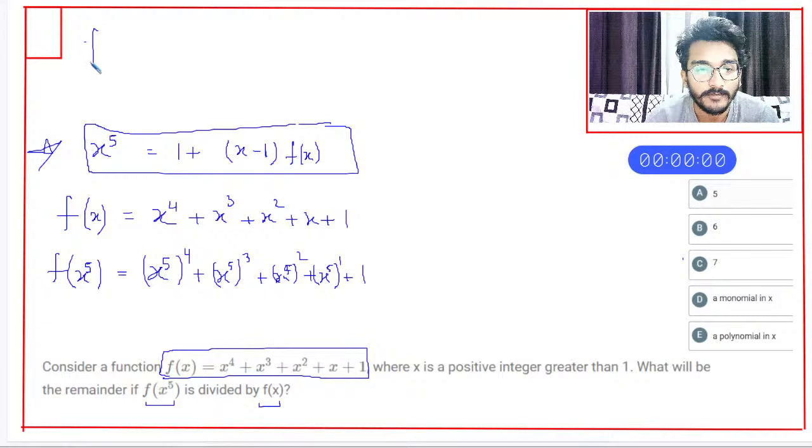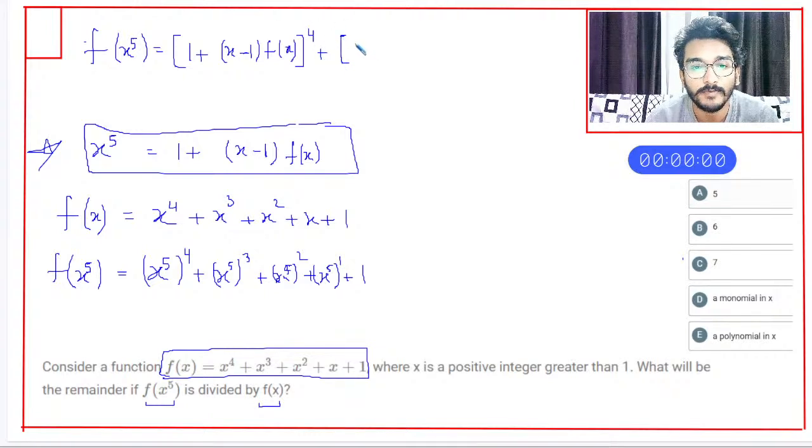Yeah, so we have f(x^5). I'm plugging in the value of x^5, which is 1 plus (x minus 1) f(x), whole raised to the power 4. Sorry, raised to the power 4. This is x^5 raised to the power 4. Everything is written like this. I have plugged in the value of x^5, and I will go till 1. Okay, now this is my f(x^5).